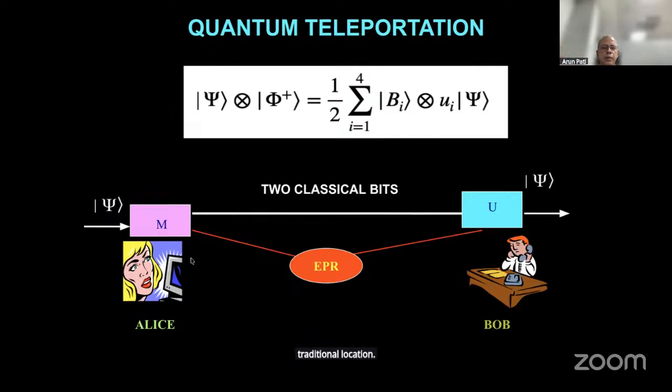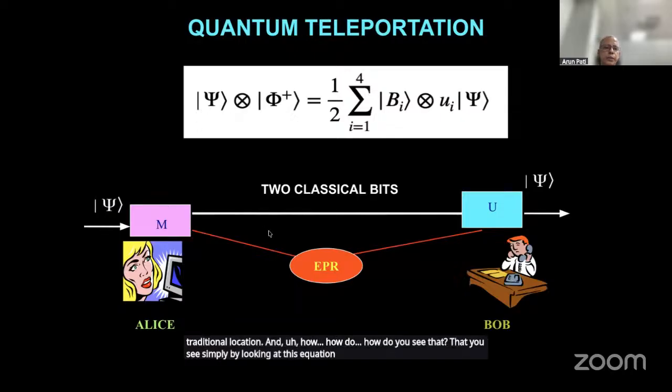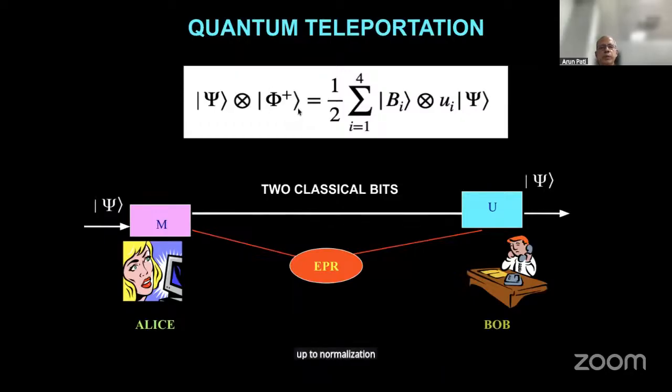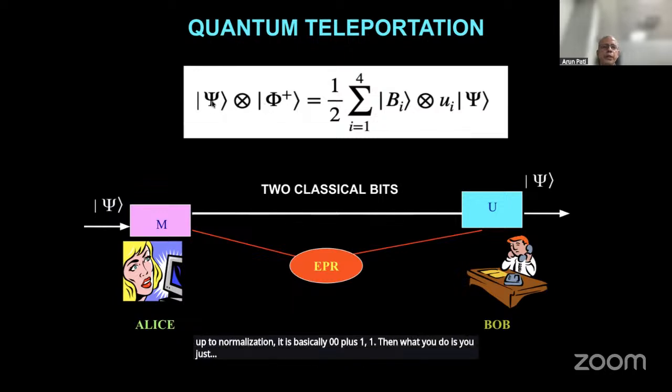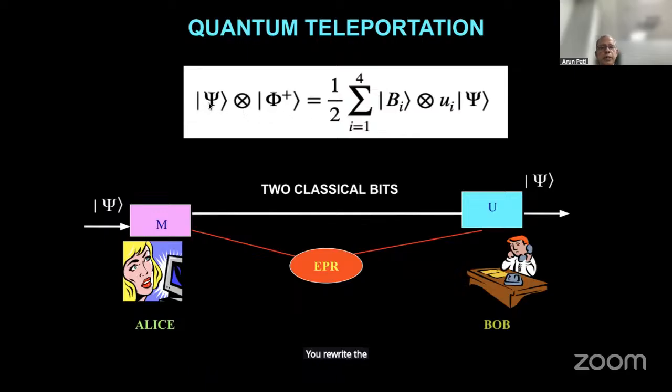And how do you see that? You see that simply by looking at this equation. So this is psi, the input here, and this is the pure state, basically this phi plus. Phi plus is, up to normalization, basically 00 plus 11. Then what you do is you rewrite psi as alpha 0 plus beta 1, and write this as 00 plus 11 up to 1 over square root of 2 and so on. And then you rewrite particles 1 and 2. Suppose you call this particle 1, and this is 2 and 3.